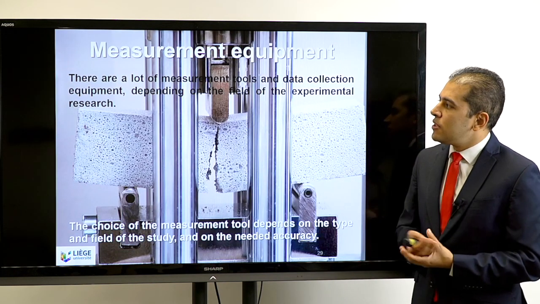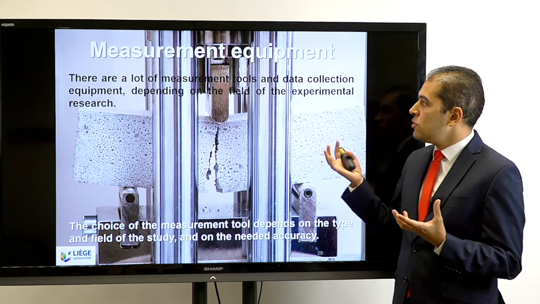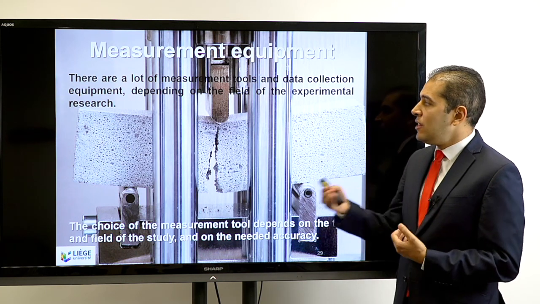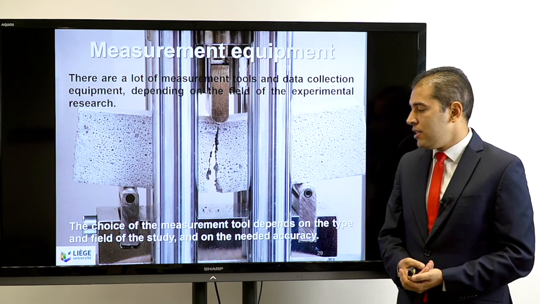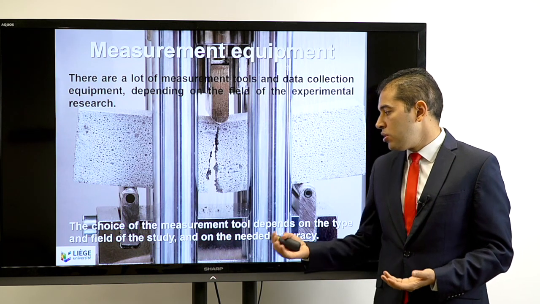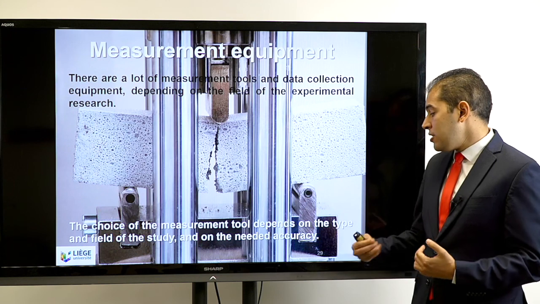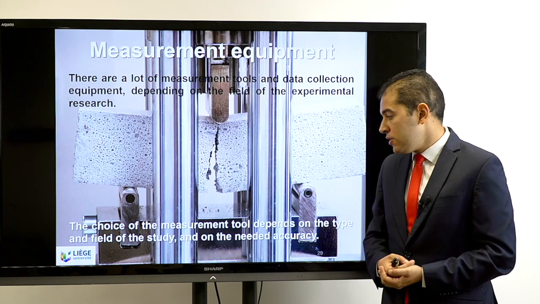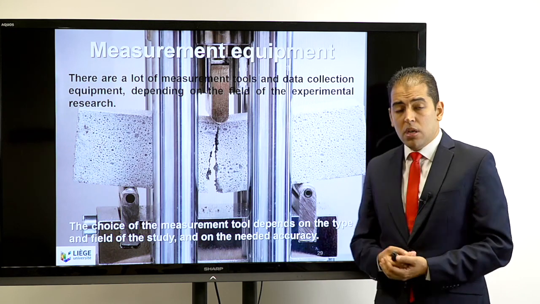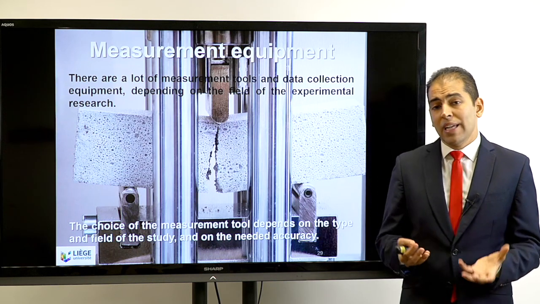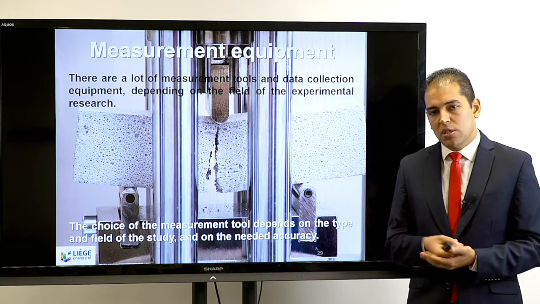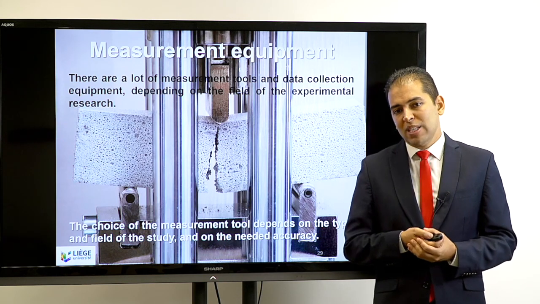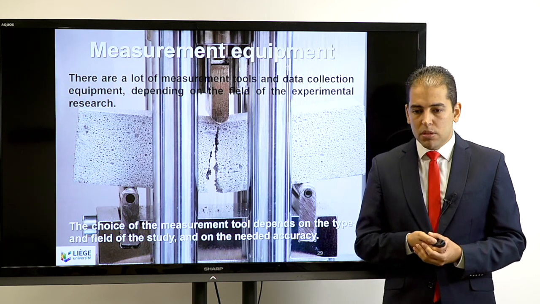So measurement equipment are very important, and there is a lot of measurement tools and data collection equipment depending on the field of experimental research that you are placed at. And the choice of the measurement tool depends on the type and the field of the study and the variables that you are investigating, and the level of accuracy you need to conduct your experiment. Those are very important aspects related to your equipment.